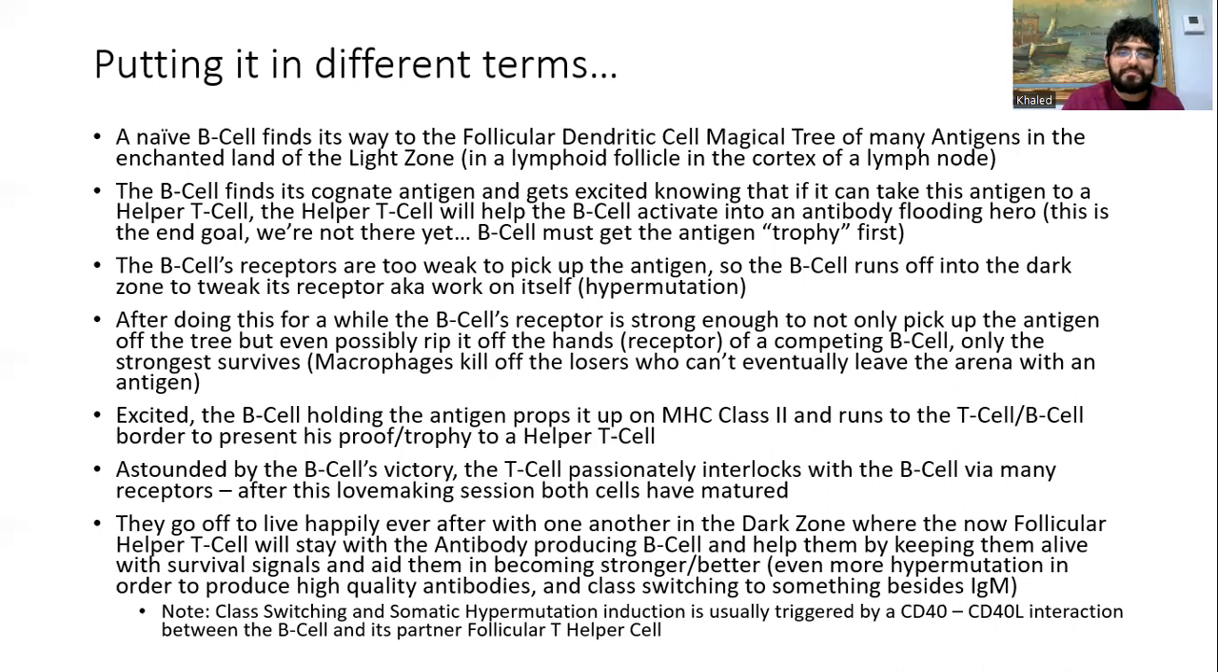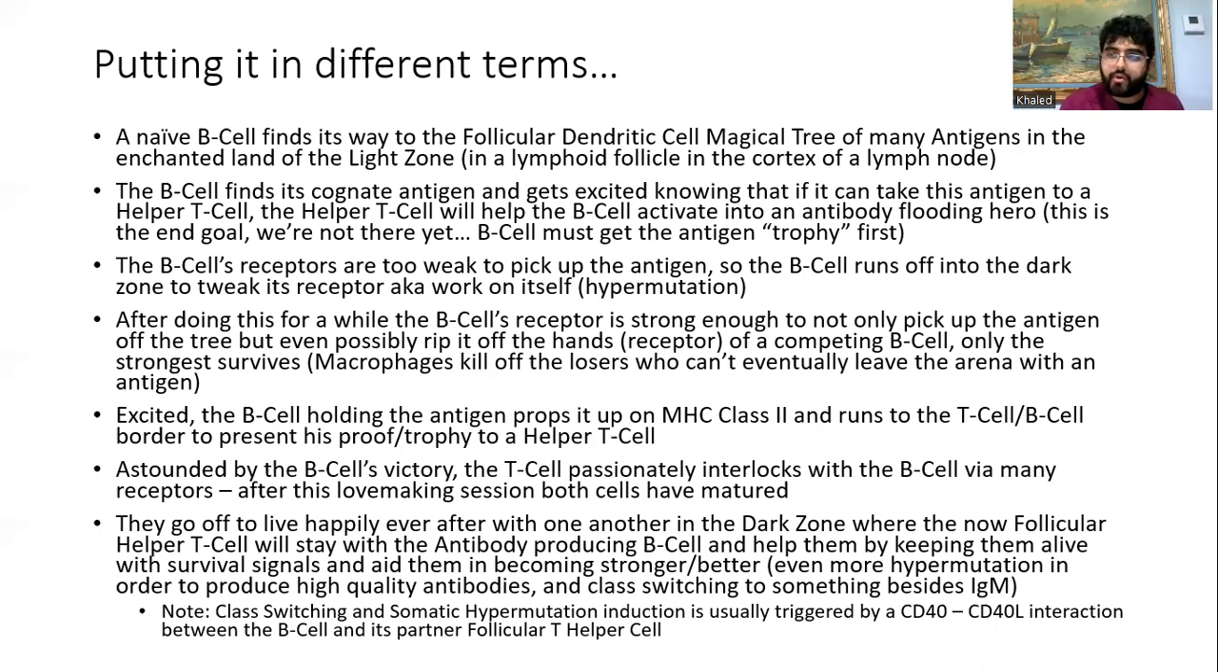So anyways, once the B cell is able to effectively hold its own and grab an antigen and do so quite well, and then be able to present it on MHC class 2, it'll go to the B cell T cell interface zone, meet a follicular helper T cell. That T cell and the B cell will interlock passionately, very passionately, and undergo a mutual maturation. And the B cell will become its mature form.